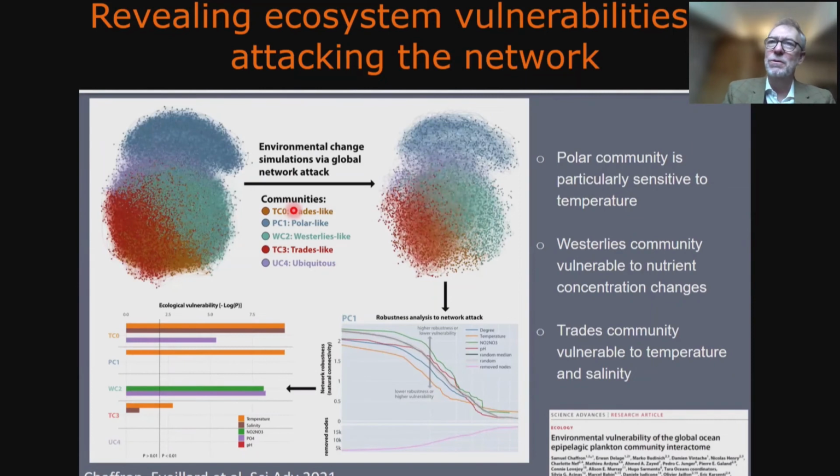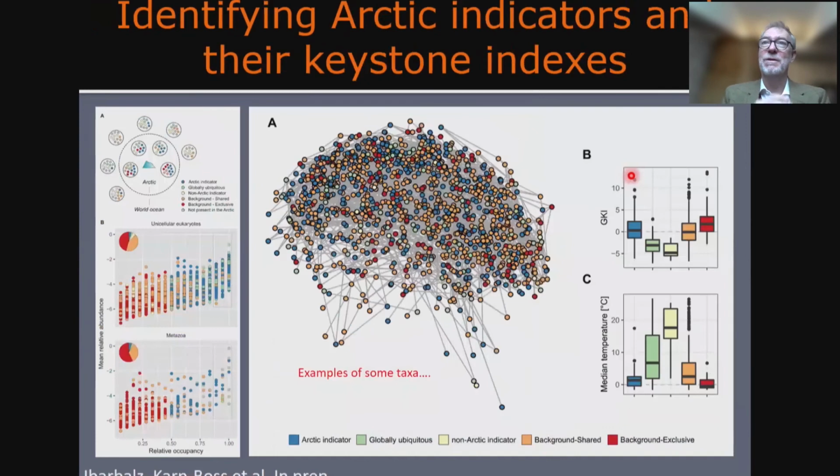What we then did in this study was to simulate environmental change on this community by attacking it. In this case, we could attack it by changing salinity, temperature, or different parameters, and see if the network disintegrates, looking at its sensitivity to change. What we see in particular from this study is that the polar Arctic community is particularly sensitive to changing temperature. So as the temperature increases in the Arctic, we predict that this plankton interactome will generally disintegrate because it is particularly sensitive to changing temperature.